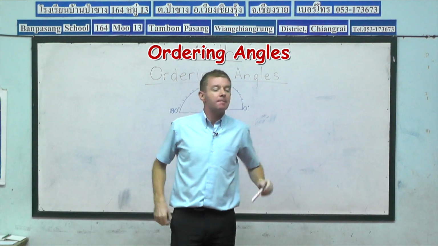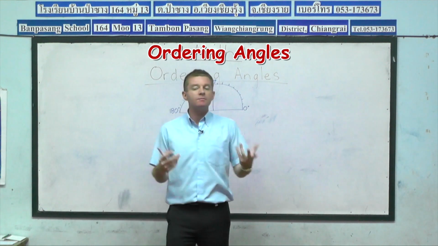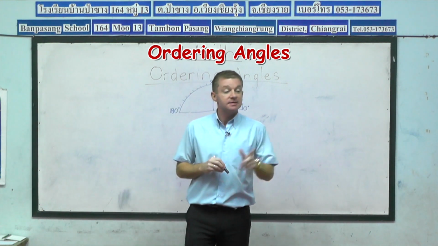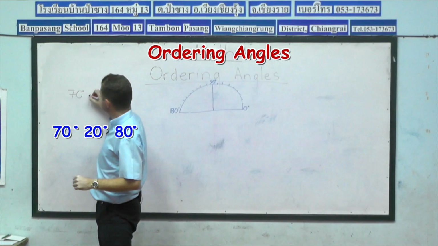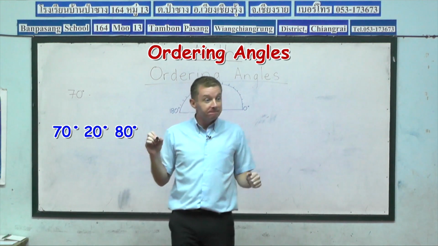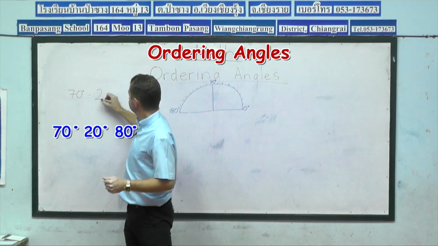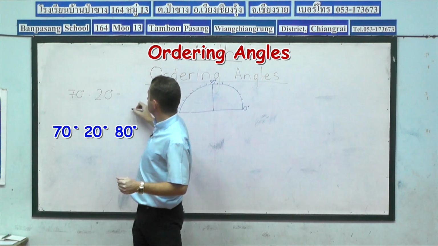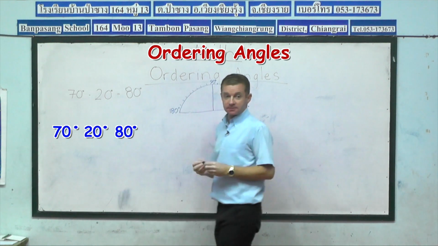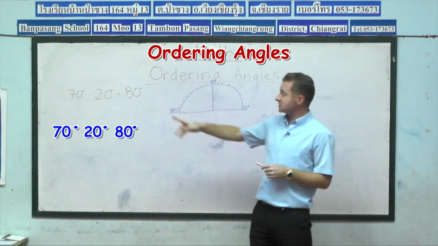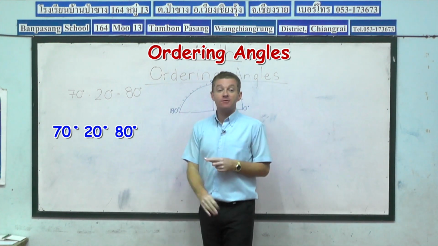So let's see, thinking about acute angles. So acute angles are from 0 to 90. Who can give me some acute angle sizes? 70. Good start from Latgow. Okay, so we've got 70 degrees. Any more? 20 degrees, okay. And finally, we will have 80 degrees. Okay, so we've got 3 acute angles, 70 degrees, 20 degrees, and 80 degrees.